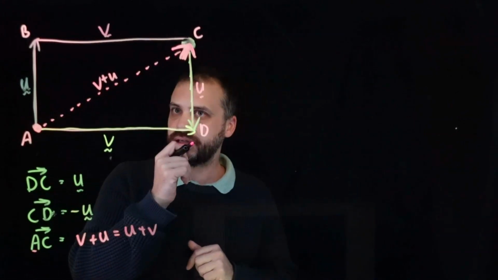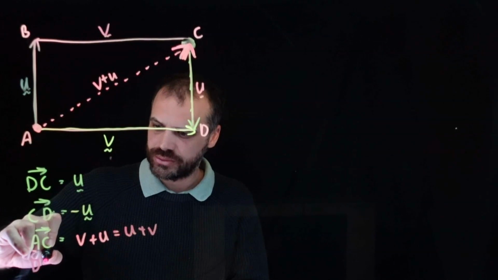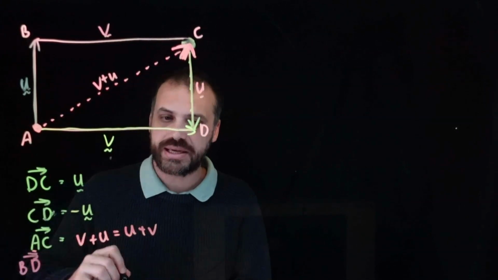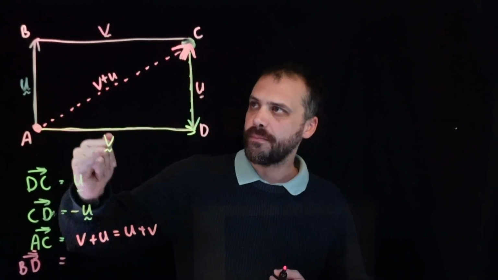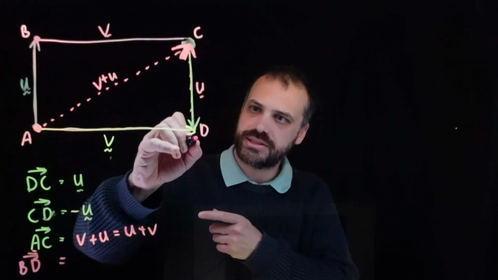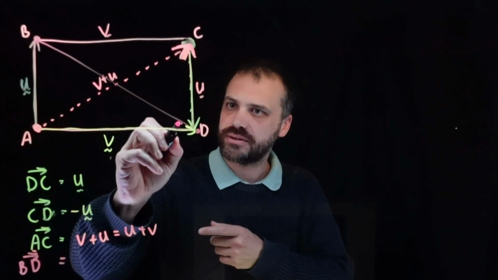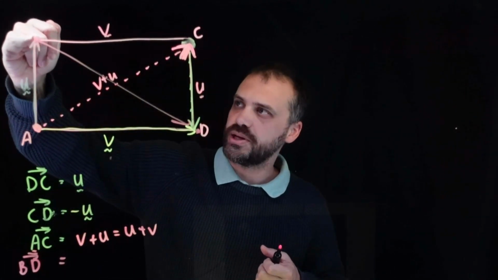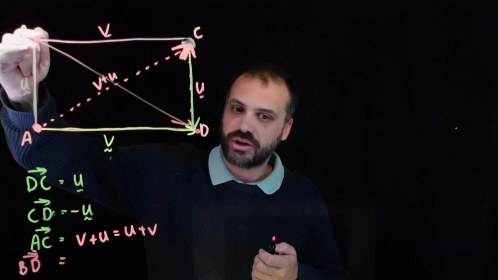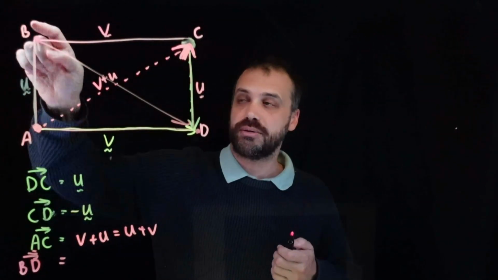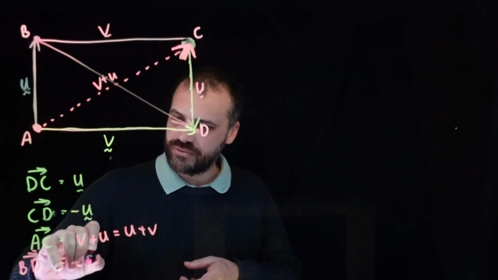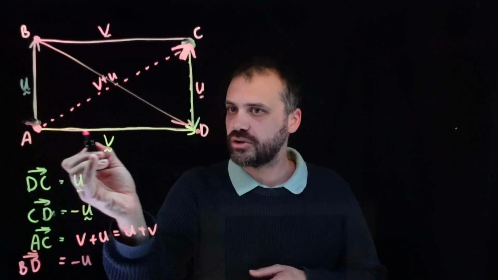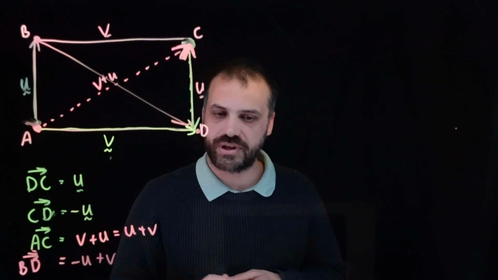Neat. Okay, another one. Obviously we're going to try to make things a little trickier as time goes on. Let's go BD. Okay, so from point B to point D is there. Okay, how do I get there? Think about it. One way to get there would be to go straight down, along this vector, but vector u is pointing up, so along that way is down. So negative u if we go downwards, and then across, so that's positive v.